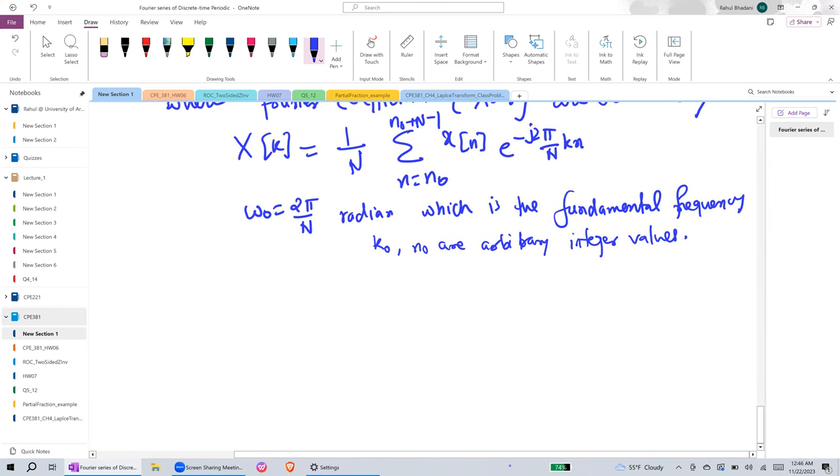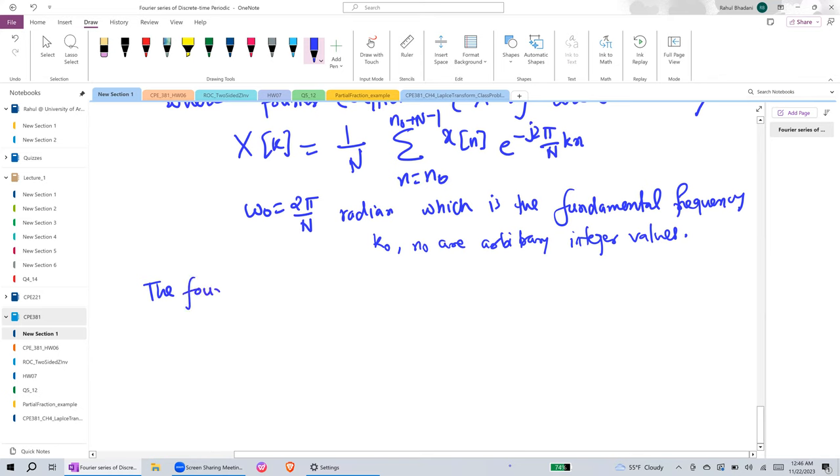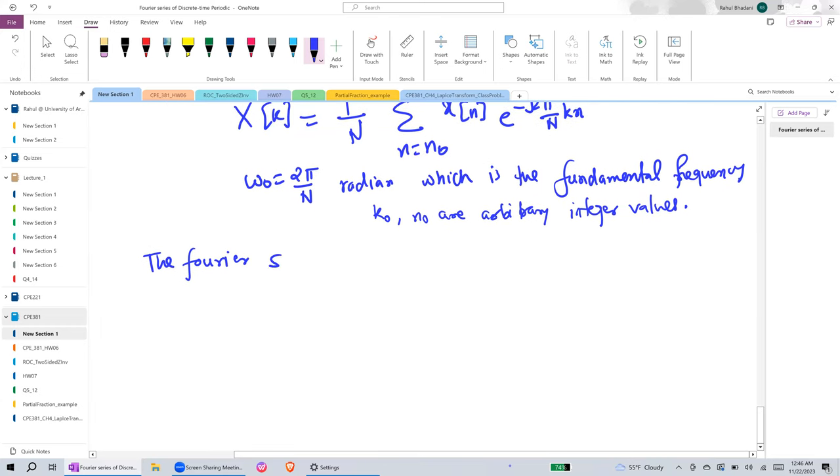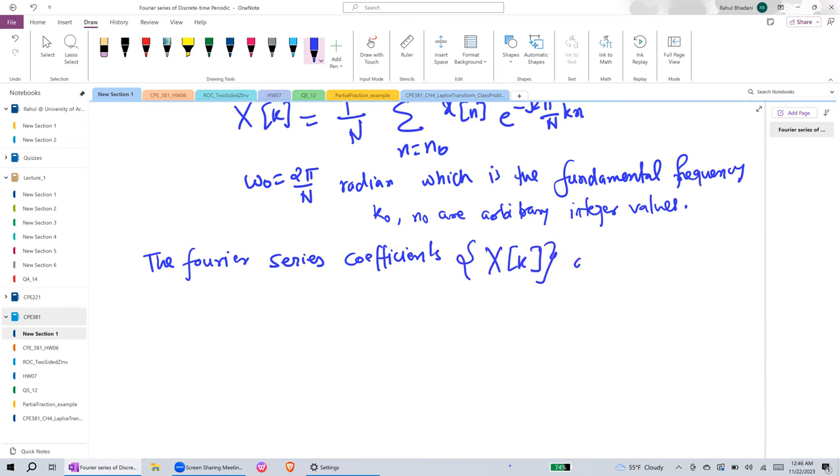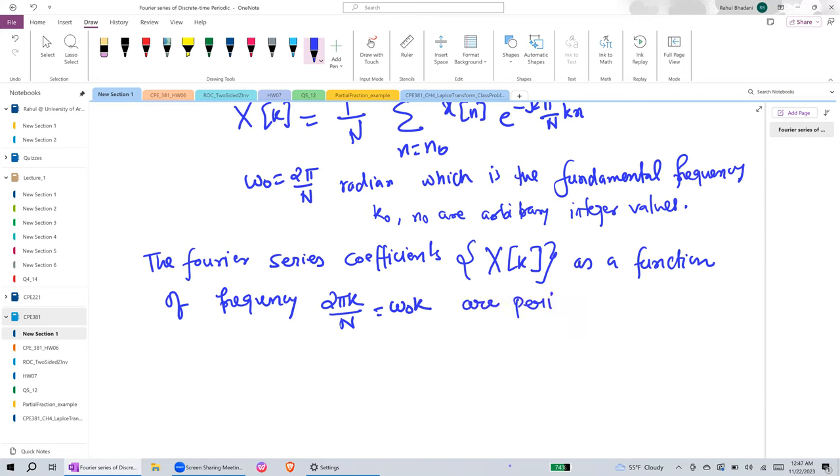and so the final comment here is that the Fourier series coefficients X k as a function of frequency 2 pi k by N, which is your omega 0 k, are periodic of fundamental period N. Okay, so that's what we have.